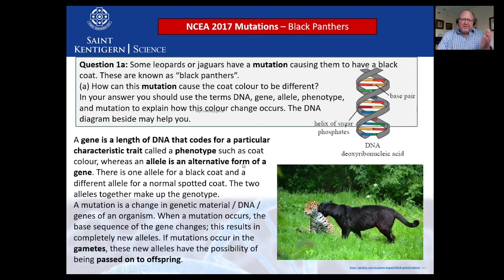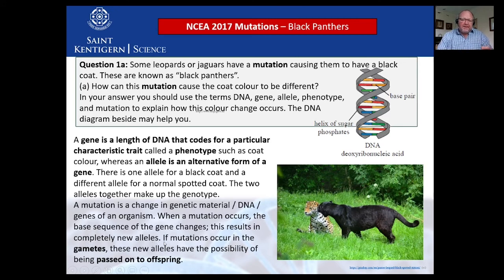An allele is an alternative form of a gene. The only way that a new allele can happen is through a mutation. A mutation is a permanent change in the genetic material, in the base sequence. When a mutation occurs, the base sequence of the gene changes. This results in completely new alleles.